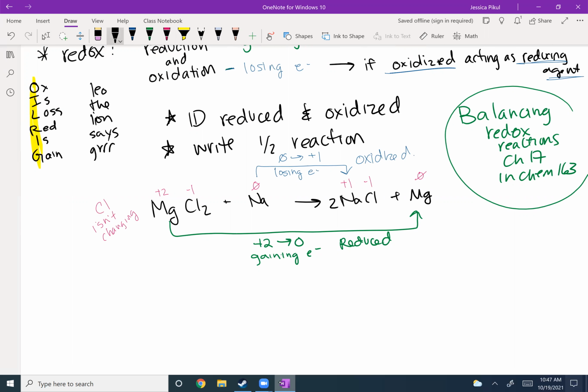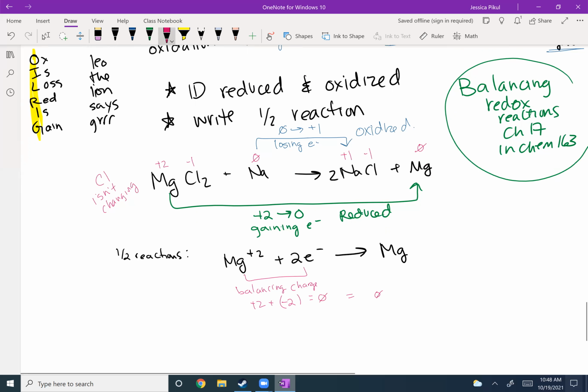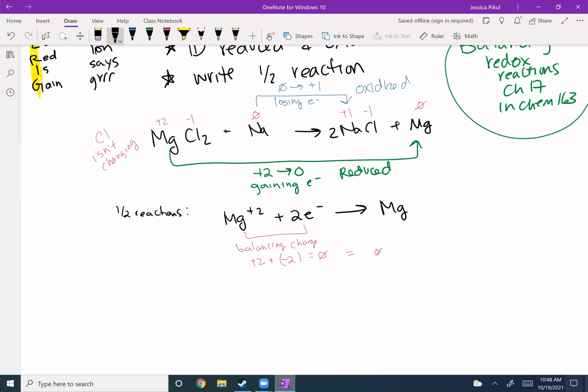We can write the half reactions for each. So our magnesium +2 gains 2 electrons to become just plain old magnesium. And what I'm doing here is balancing my charge. So that +2 from the magnesium plus the -2 from the electrons equals 0, which equals the charge on the magnesium on the product side. And so this is my reduction half reaction.